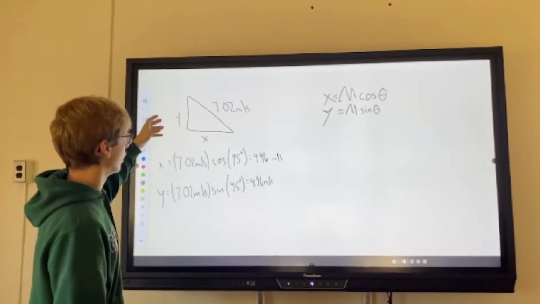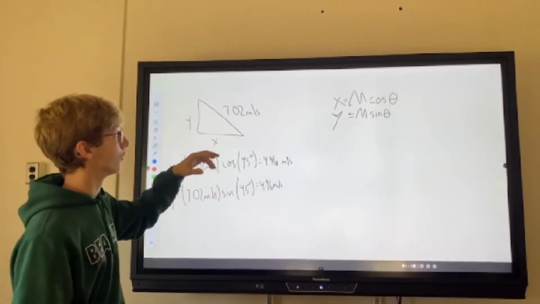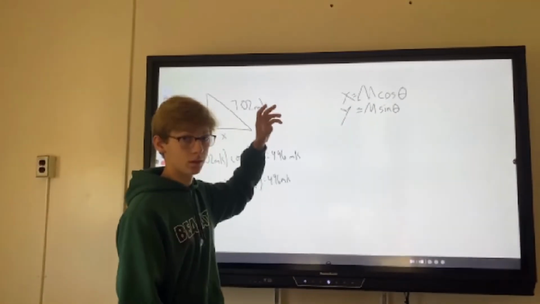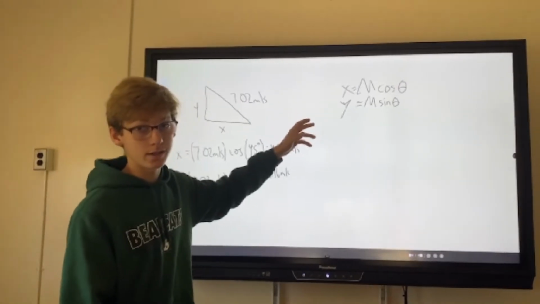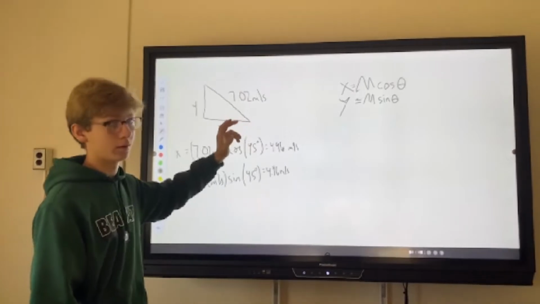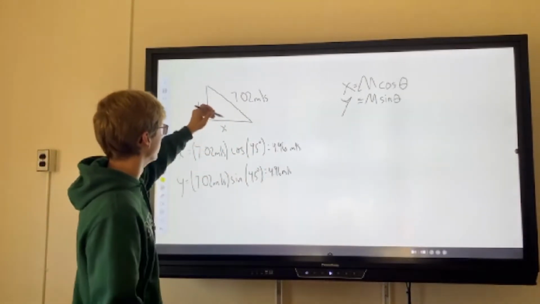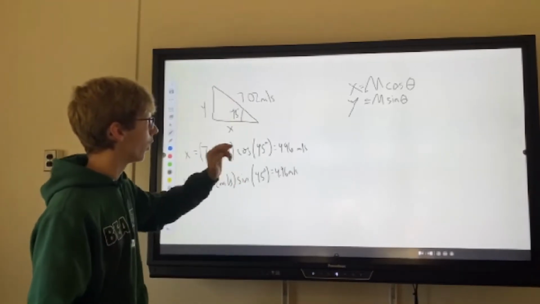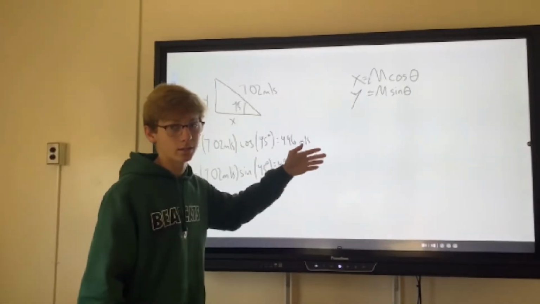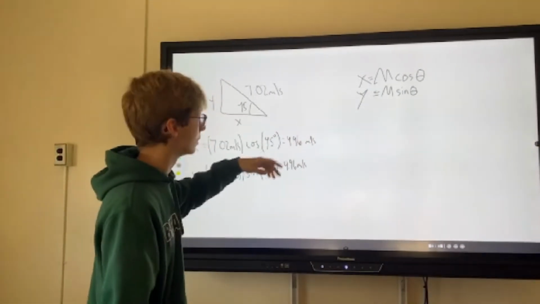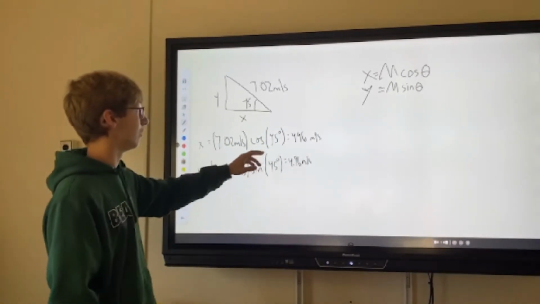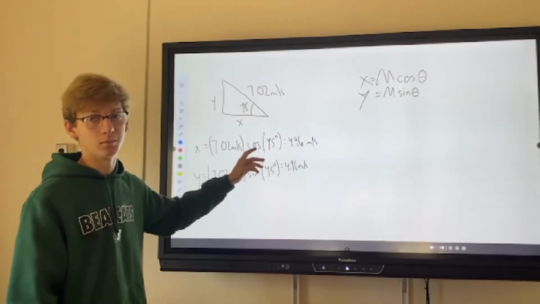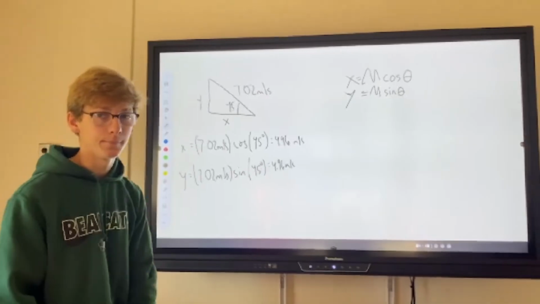So for the x-axis, you use the measurement of the velocity times cosine of the angle, and the angle was 45 degrees. And for the y, we used the measurement of the velocity times the sine of 45 degrees. It turned out to be 4.96 meters per second for both the x and y axis.